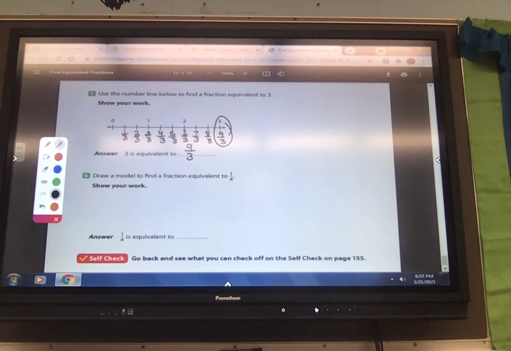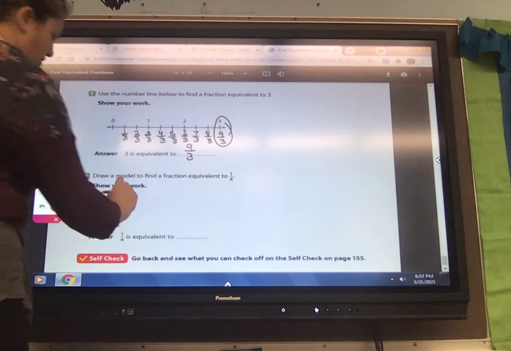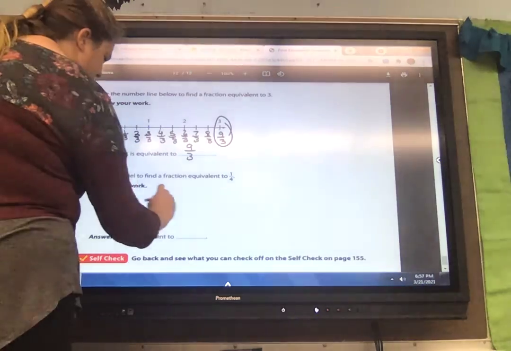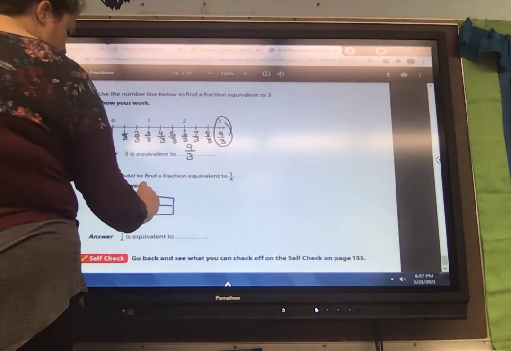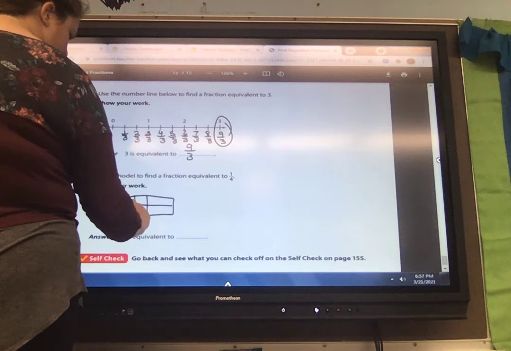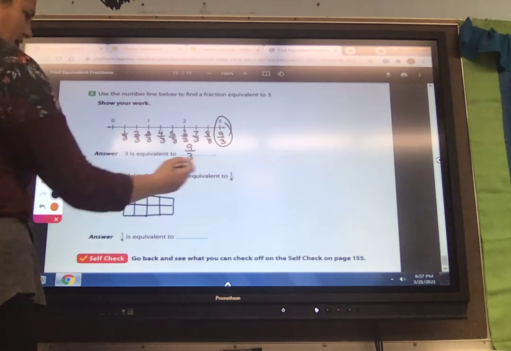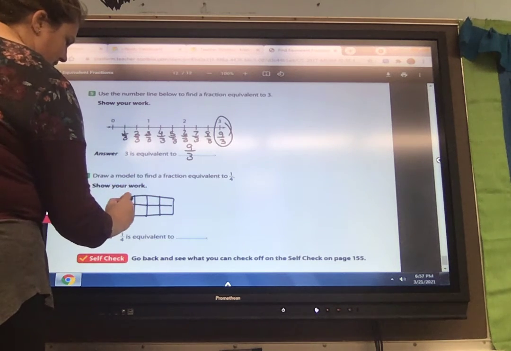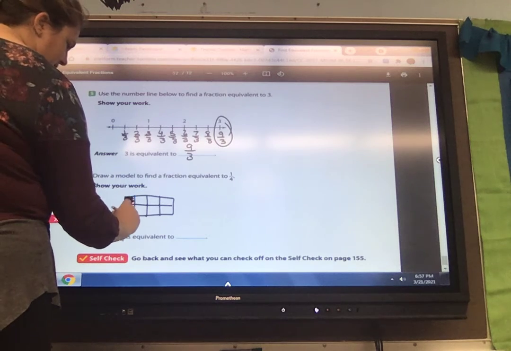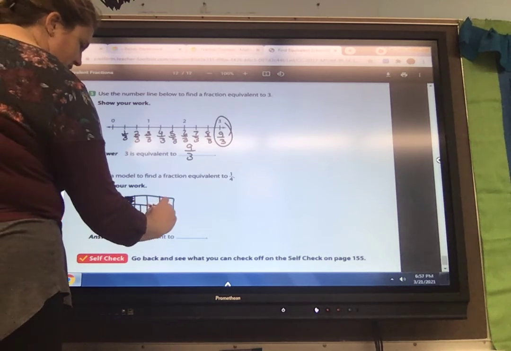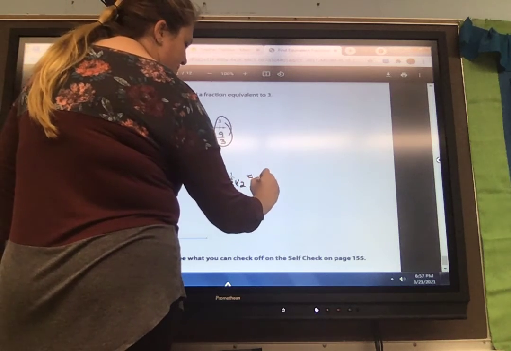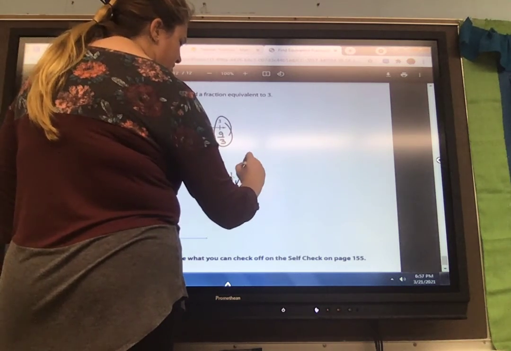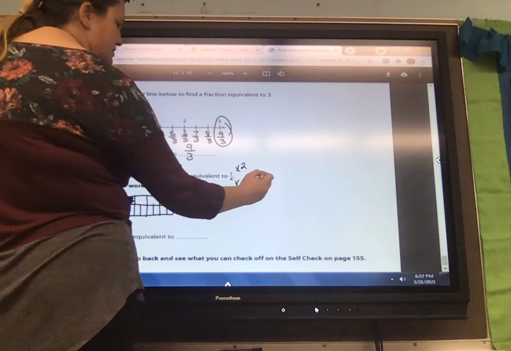Draw a model to find a fraction equivalent to 1/4. So let's do a rectangle. 4 is my total, so I'm going to cut it into 4 pieces. I need to shade 1, and then to get an equivalent fraction, I'm going to cut this again. So we're going to turn our 4 into 8 by multiplying by 2. Whatever I do to the bottom, I have to do to the top.